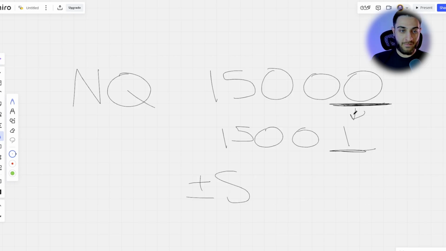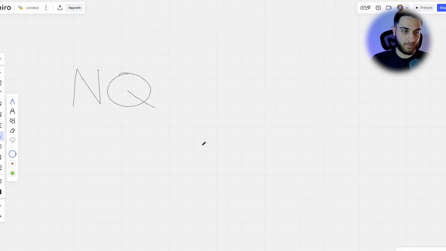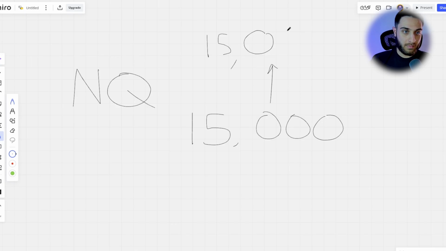Okay, so for every point move, let's get rid of all this. Let's actually move this down here. If the NQ went up to 15,010 points, it went up by 10 points basically, so plus 10.